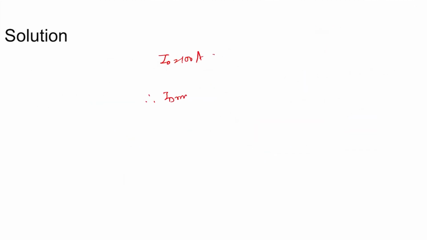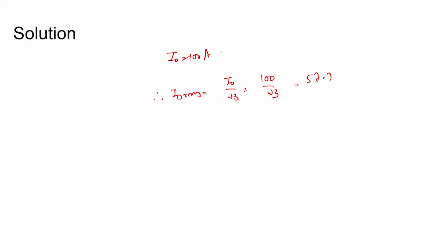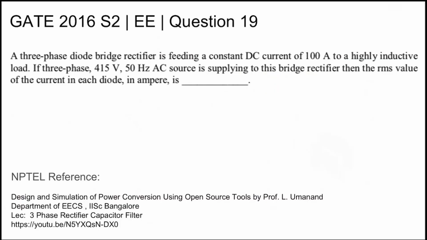Therefore ID RMS equals I0 by root 3, equals 100 by root 3, which is 57.7 ampere. So the answer is 57.7 ampere.